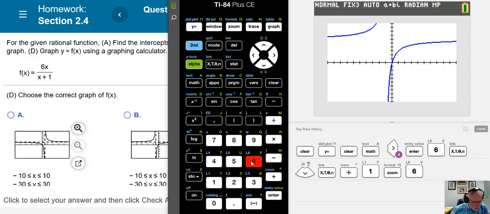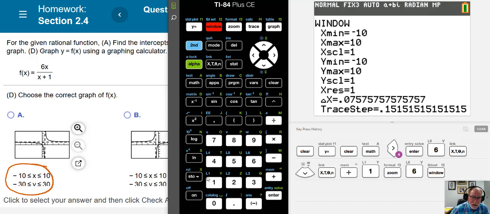Now let me mention that on the problems that you see in the My Math Lab homework, they tell me below what range of values to use for x and y. I can set my calculator to exactly match that using the Window key. My x min is -10, just like in the problem.